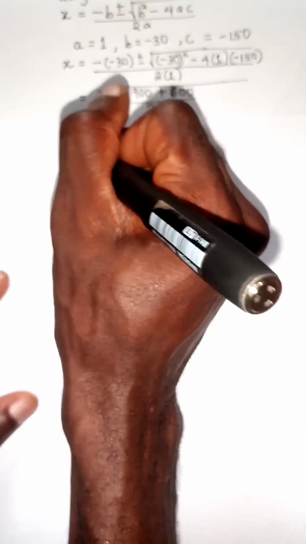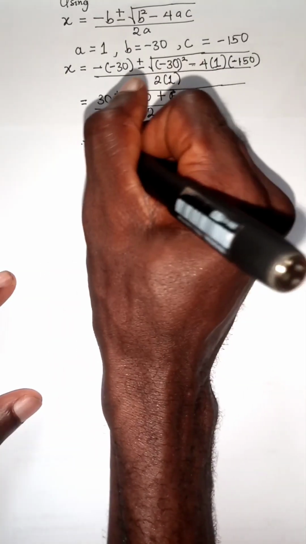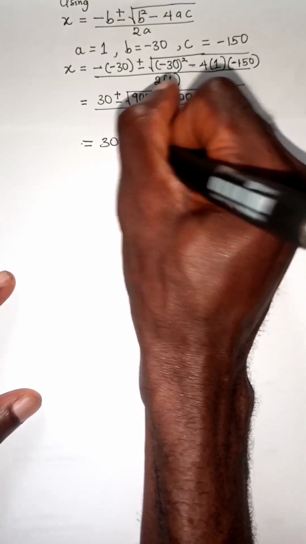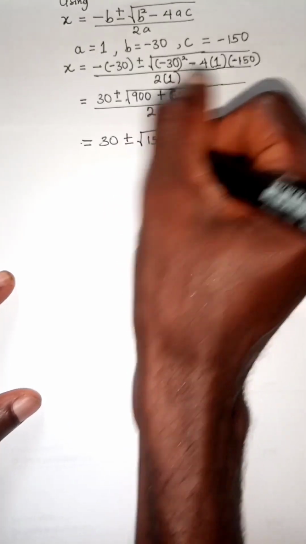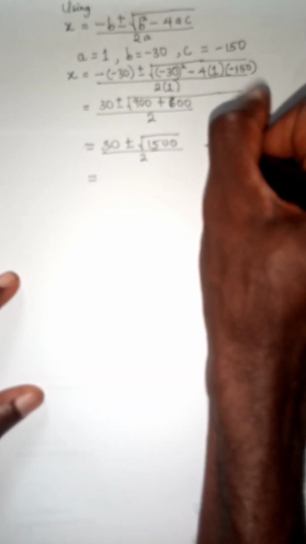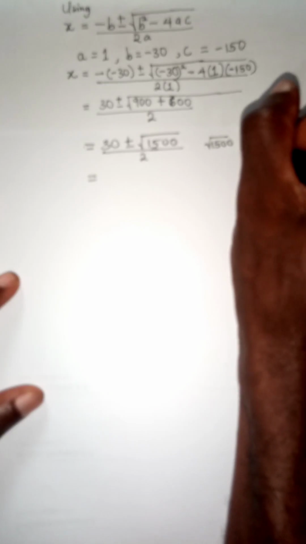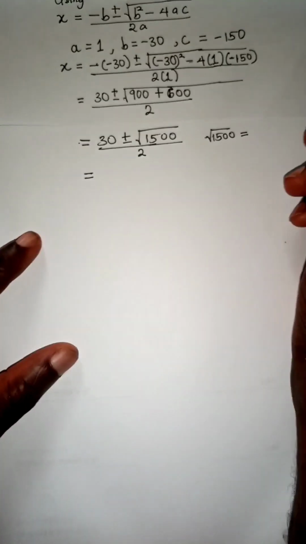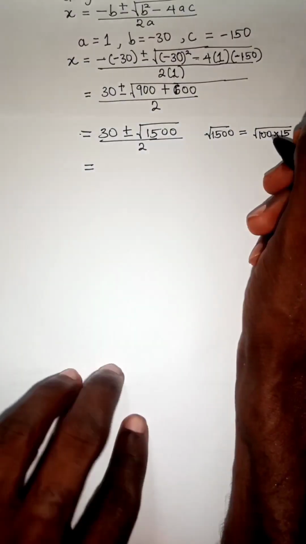Now, taking it up from here, we have it to be 30 plus or minus the square root of 1,500, that's the sum of 900 and 600, divided by 2. Now, the square root of 1,500 can be written according to the laws of surds. We can have it as the square root of 100 times 15, and the square root of 100 is 10. So that becomes 10 root 15.